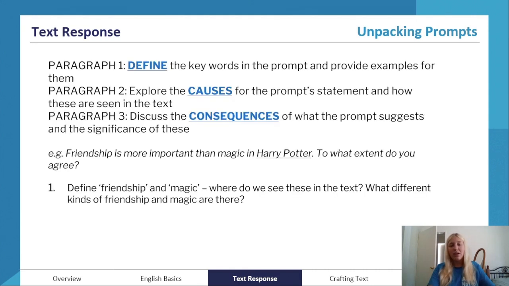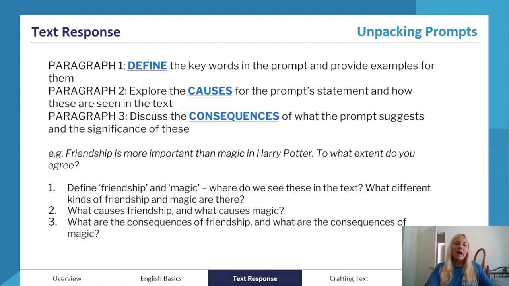So just to make it clear, we'll give an example. Friendship is more important than magic in Harry Potter. To what extent do you agree? Our first body paragraph might be aiming to define those keywords, friendship and magic, talking about where we see them in the text, what different types there are, and the argument would center around that.